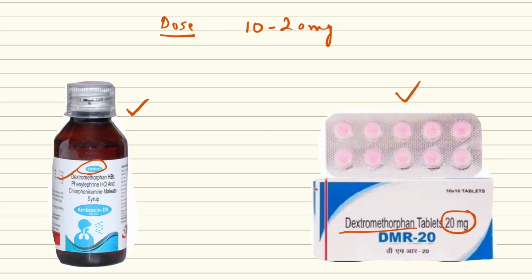This dextromethorphan is also used in various cough formulations as an antitussive agent. It comes in syrup form as well as tablet form, and it is usually prescribed for dry cough. This is dextromethorphan.